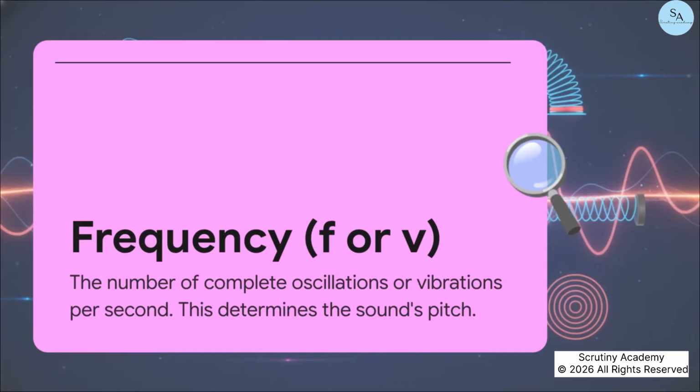All right, next on the list is our third fingerprint, frequency. This one tells us how many complete waves pass by a certain point every single second. For sound, frequency is everything to do with pitch. A high-frequency wave means a high-pitched sound, like a whistle. And a low-frequency wave means a low-pitched sound, like a deep bass drum.